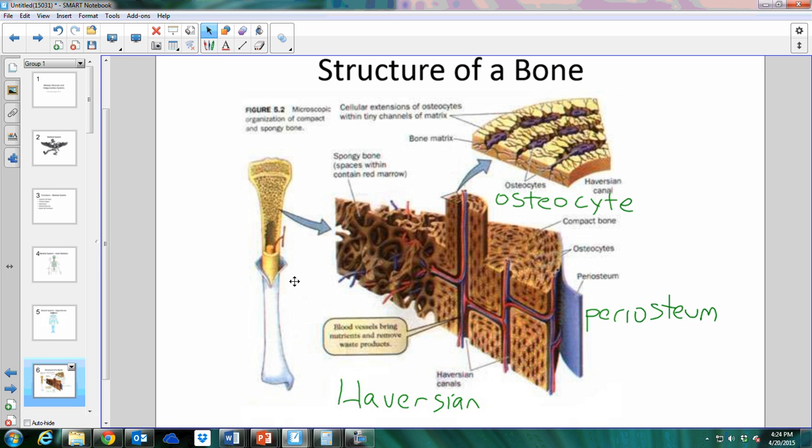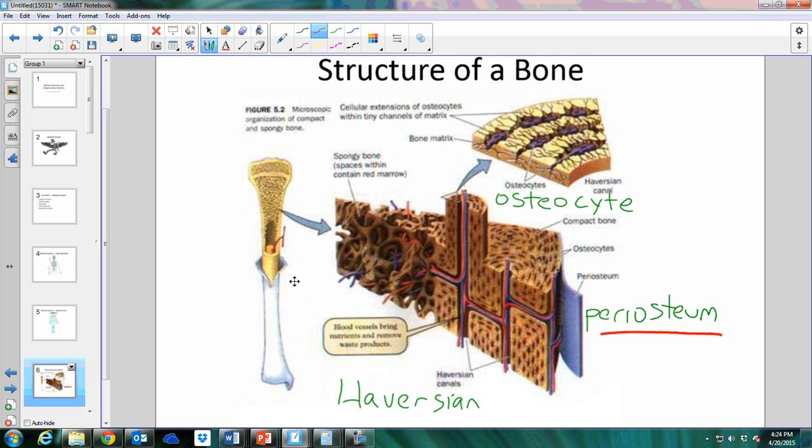Bones have a complex structure. We normally wouldn't think of that, but a bone is made up of tiny cells called osteocytes, which is osteo means bone, cyte means cell. And surrounding the bone, every bone has a tough covering around it called the periosteum. Osteum, bone, peri, around. So this is the covering around the bones.